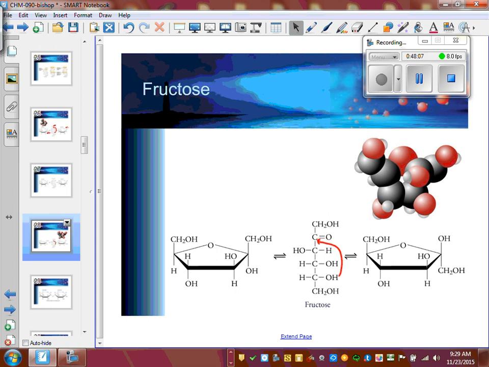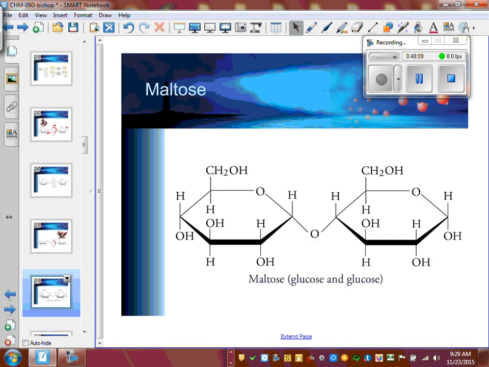Now, maltose is a disaccharide. So we take 2 monosaccharides. In this case, we're taking glucose and glucose, 2 glucose monosaccharides, and linking them together with this oxygen. So now, what functional group is this?